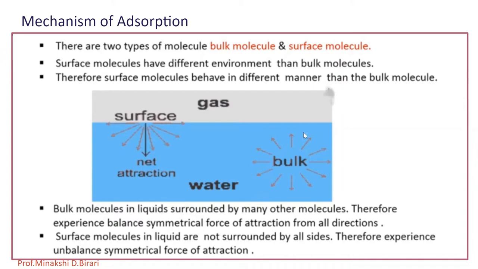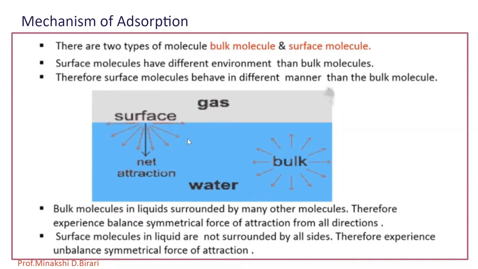Bulk molecules in liquids are surrounded by many other molecules, therefore they experience a balanced symmetrical force of attraction from all directions. So here this bulk molecule experiences a balanced symmetrical force of attraction from all directions, whereas these surface molecules in a liquid are not surrounded on all sides. Therefore, they experience an unbalanced force of attraction.